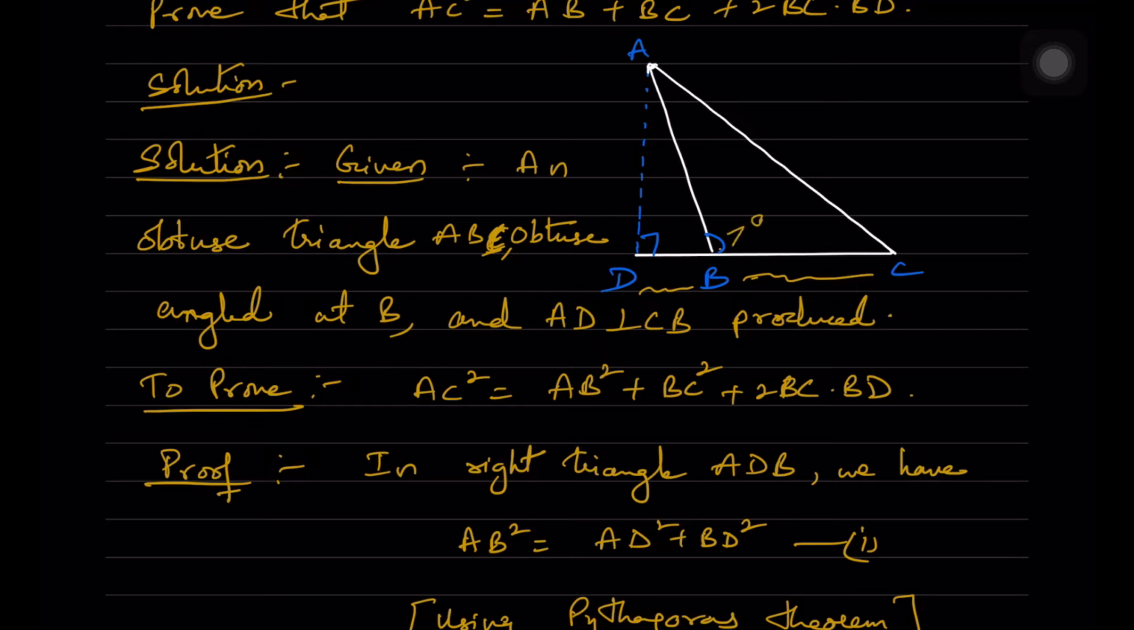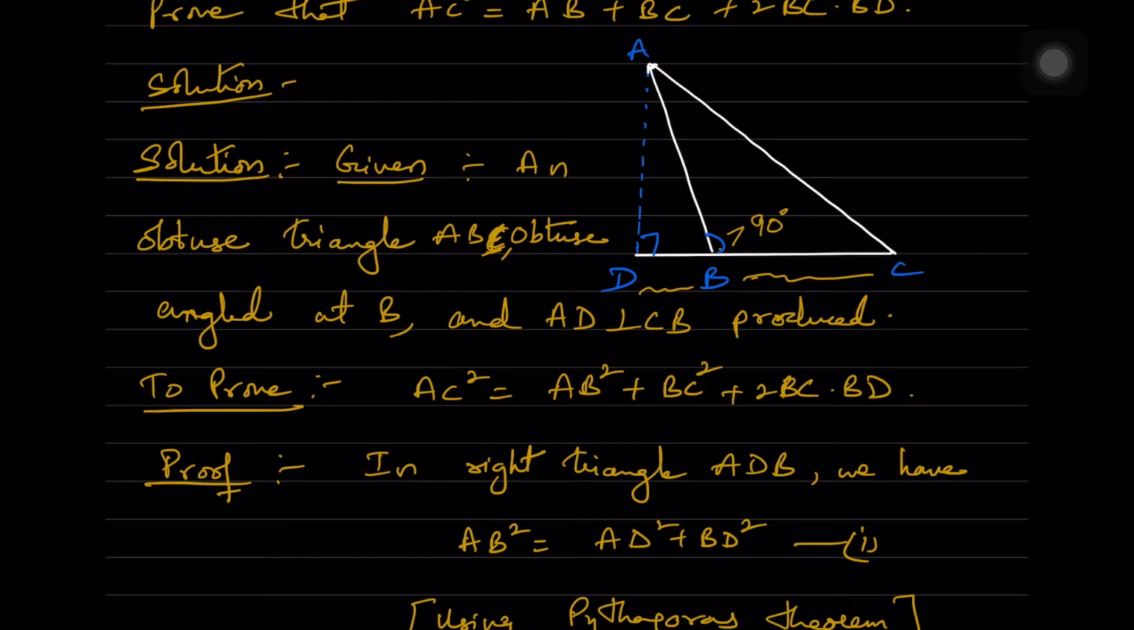It is greater than 90 degrees, this angle, and AD is perpendicular to BC produced. When BC is produced to D, then you can tell that AD is perpendicular to CD or BC. To prove that AC square is equal to AB square plus BC square plus 2 into BC into BD.